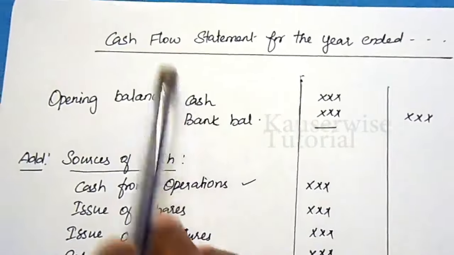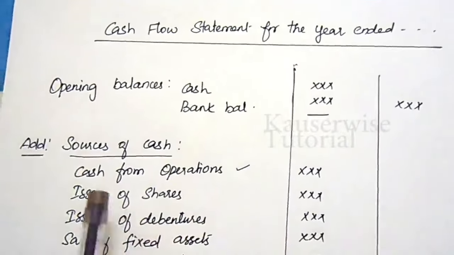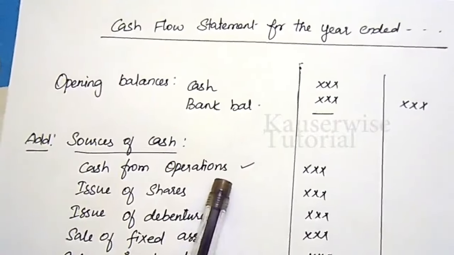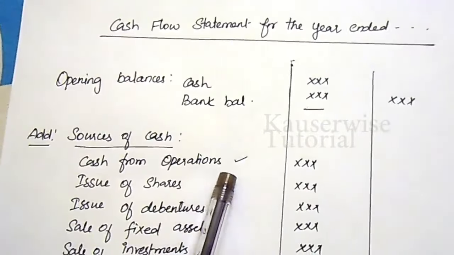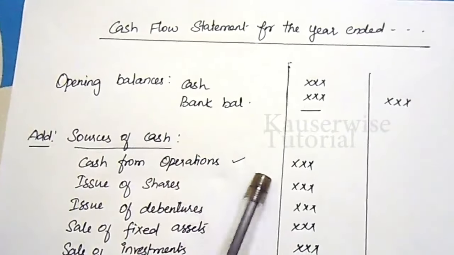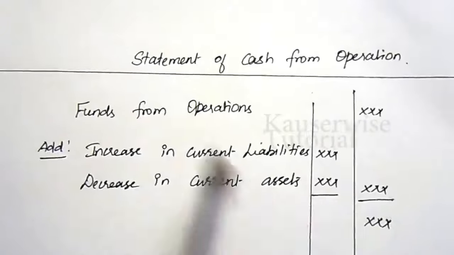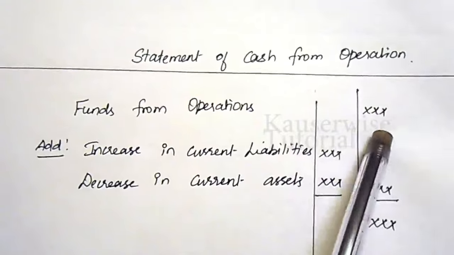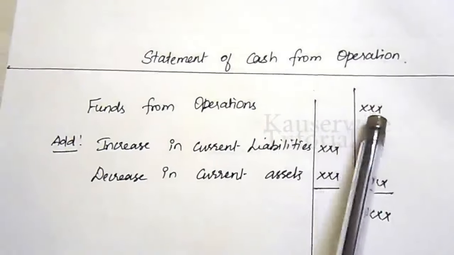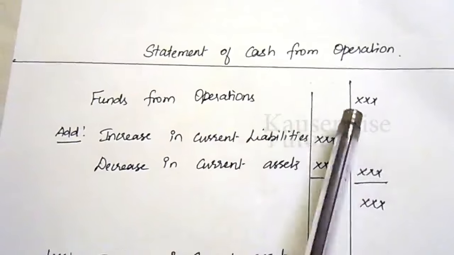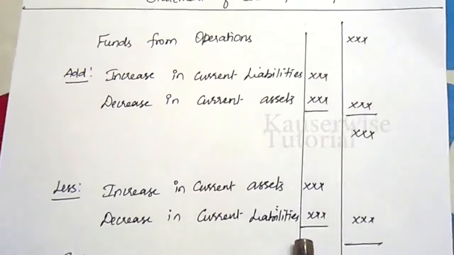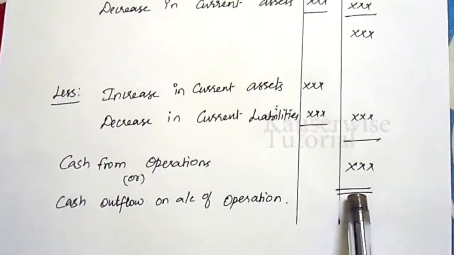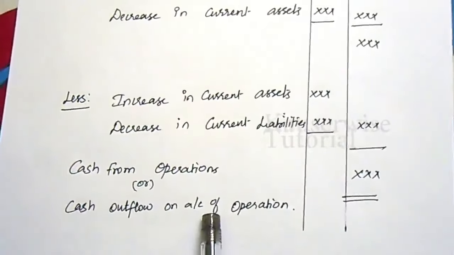See, before we prepare the cash flow statement, first we need to find the cash from operation. It is one of the important internal sources of cash. It has separate format to find out the cash from operation. Let us see the format for cash from operation. This is the statement of cash from operation. So the cash from operation starts with fund from operation, and you need to add certain items along with the fund from operation, and you need to subtract certain items from the fund from operation. Finally, you will be getting cash from operation or cash outflow on account of operation.